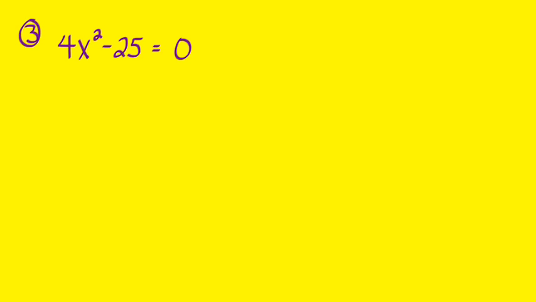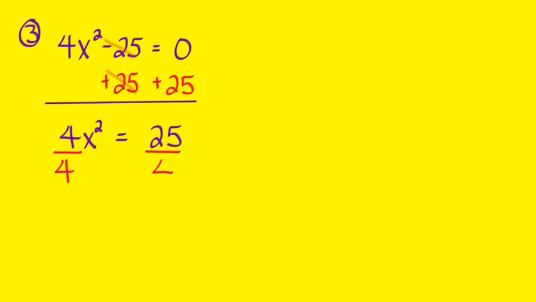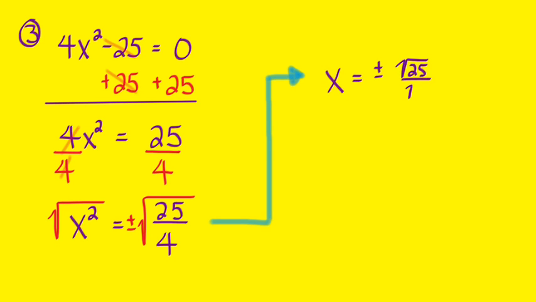So I'm going to add the 25 to both sides and divide off the 4. And I leave it as a fraction because I know I could square root these, right? Then I square root, and I get plus or minus the square root of 25 over the square root of 4, or plus or minus 5 over 2.